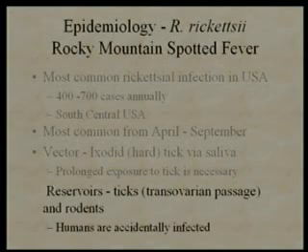Now, the reservoir for the disease is actually the tick itself, because there's transovarian passage. So the tick will pass it on to its offspring. But in addition, reservoirs are rodents in the wild. Typically, in nature, the cycle is tick to tick to tick, just passing it that way, or tick to rodent, and so on. And obviously, we become accidentally infected if we're exposed to the infected tick.